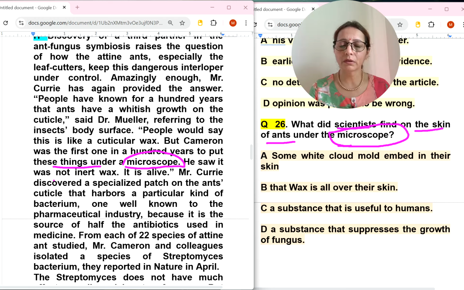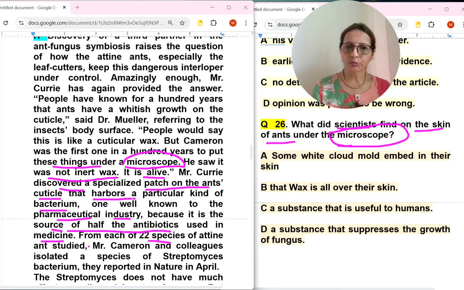He saw it. It was not in inert wax. It is alive. Mr. Curie discovered a specialized patch on the ants, means on their skins, cuticle, that harbors a particular kind of bacterium, one well known to the pharmaceutical industry. Pharmaceutical industry means medical industry, because it is the source of half of the antibiotics used in medicines. Okay. From each of 22 species of attines studied, Mr. Cameron and colleagues isolated a species, this and this reported.